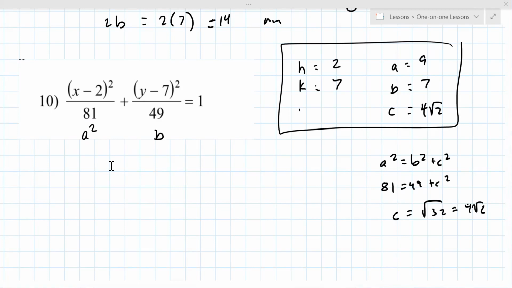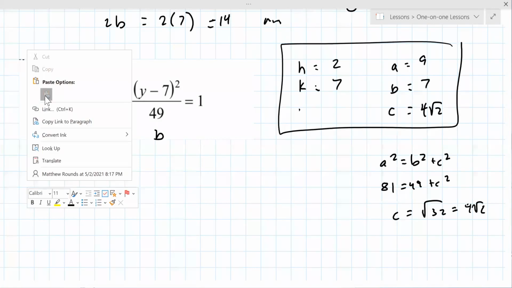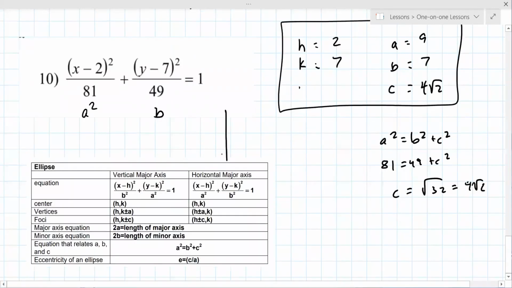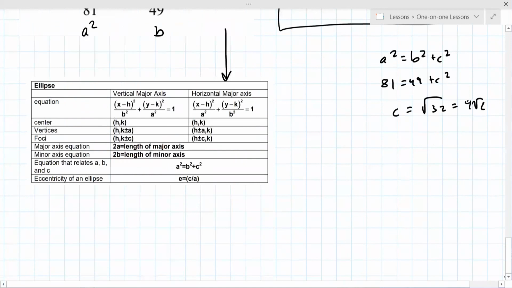All right, so the horizontal major axis here, because A is under the X. Okay, that's the bigger number. That's how you know. So it's this one. So everything we're about to write, what you could just grab from the solutions, is down there.